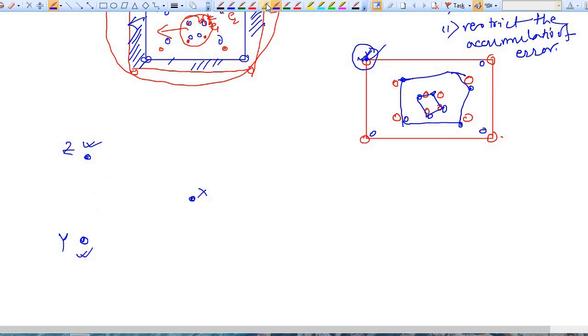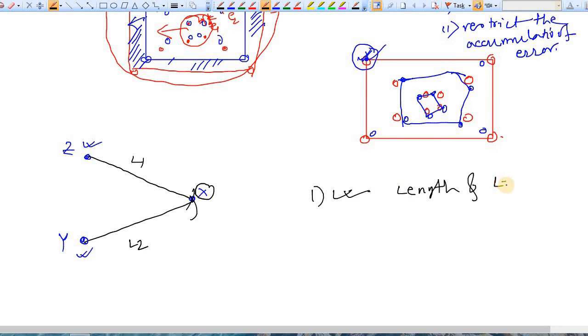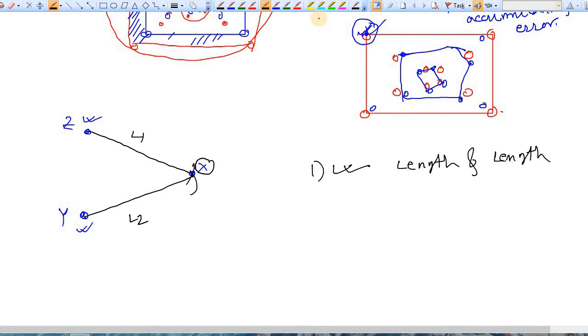How is it possible? Well, the first option is that you can take measurements from these two objects or two points. Let's say this is L1, which is known to you, and this is L2, which is known to you. Now you intersect at this point and find the location of X. This is the first option, both length and length.